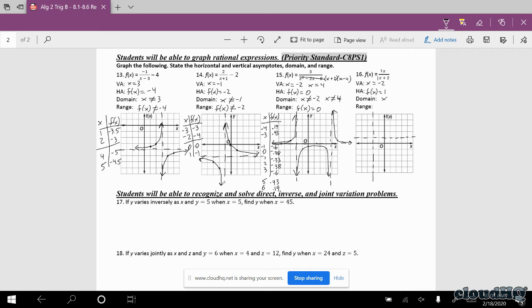This one, x doesn't equal -2, f of x doesn't equal, oops, I didn't say not equal to on the last one. Doesn't equal to 1.